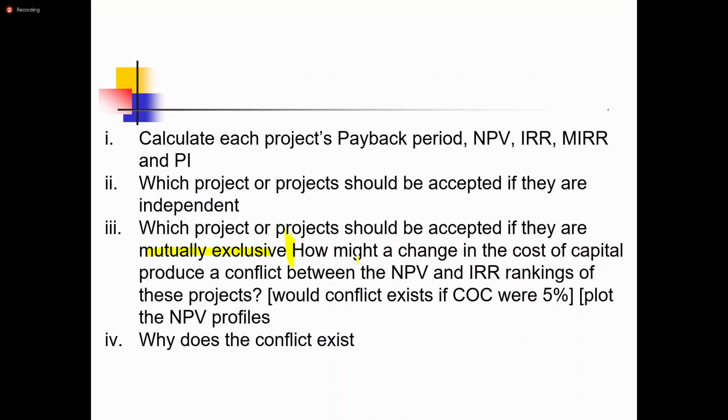Once you plot the profiles of X and Y, you can see where the crossover rate is. So the question asked is, how might a change in the cost of capital produce conflict? You can answer that when the cost of capital is less than this crossover rate, there is a conflict between NPV and IRR.